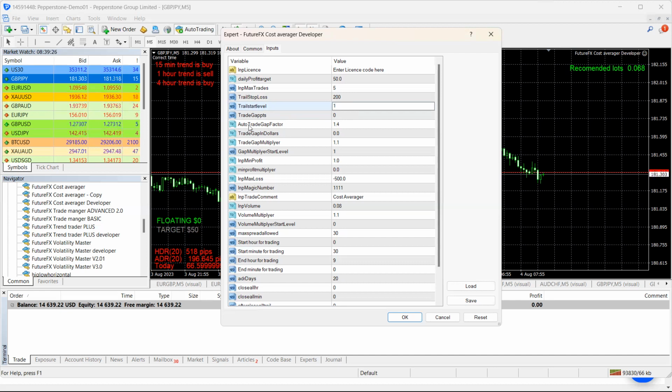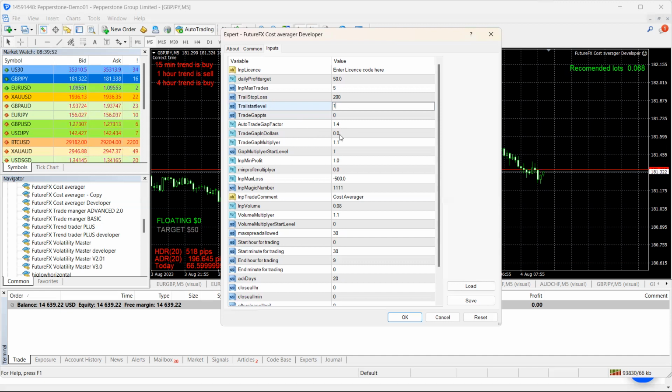This is what I mostly use though, is the auto trade gap factor. And I just either leave it on the default of 1.4 or you can go higher or lower, but that's the default. And so what it's going to do is it's going to use the average daily range to calculate the distance apart for the first 2 trades.